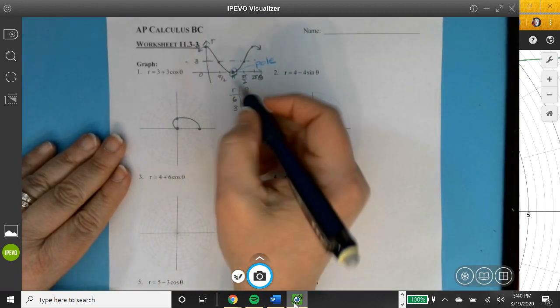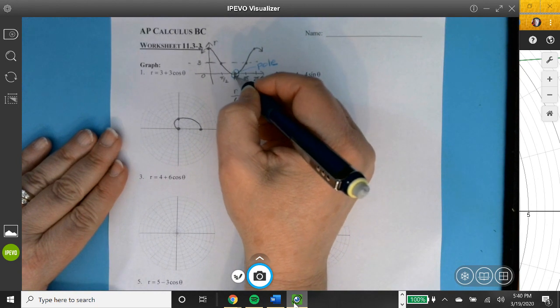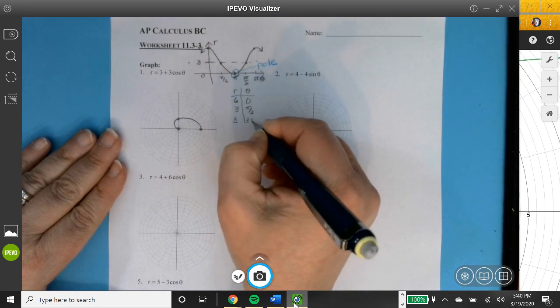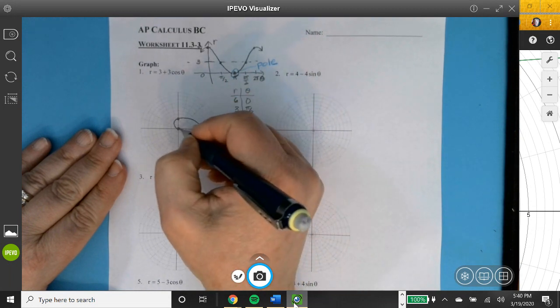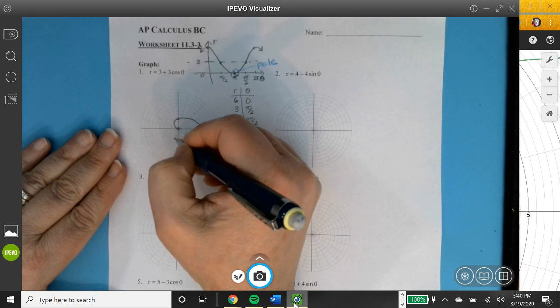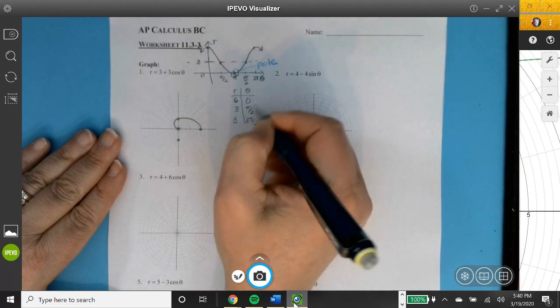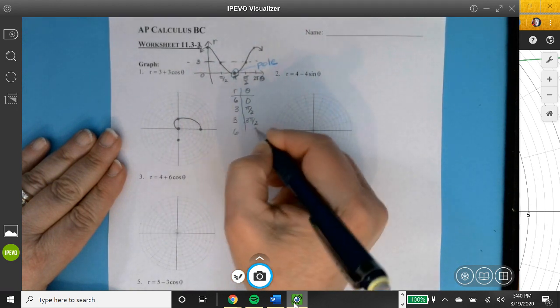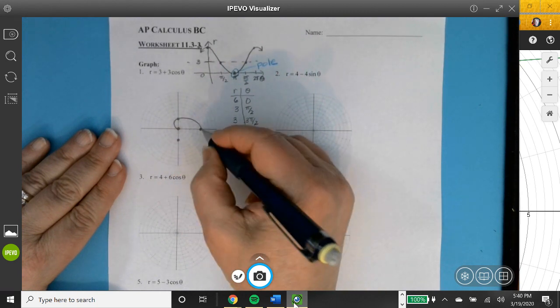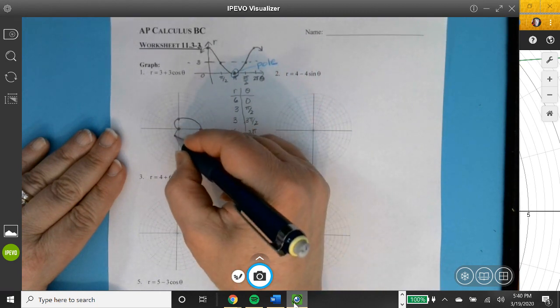Okay. Then what happens after we leave the pole? I'm going to go to the point 3 pi over 2. So I'm going to go out radially 3, 1, 2, 3, and rotate to 3 pi over 2, which is right here. And then I go back again to 6, 2 pi. So I'm going to go out to 6, rotate 2 pi, and it brings me back home. So I'm going to bounce off the pole.